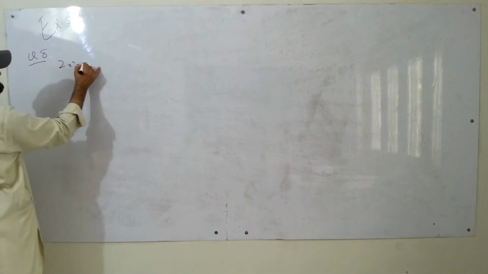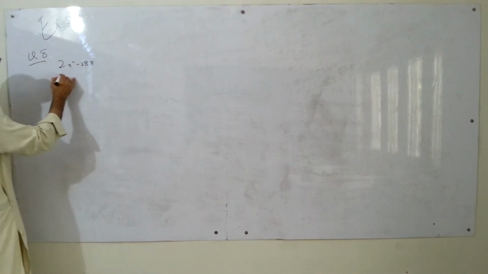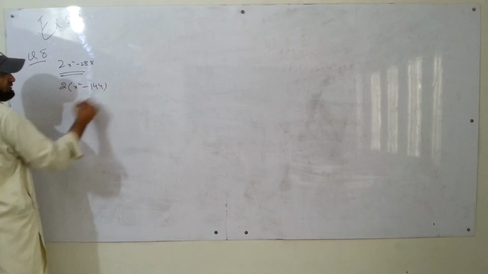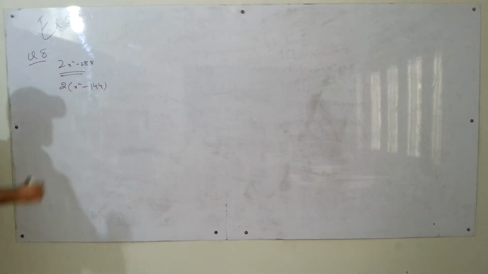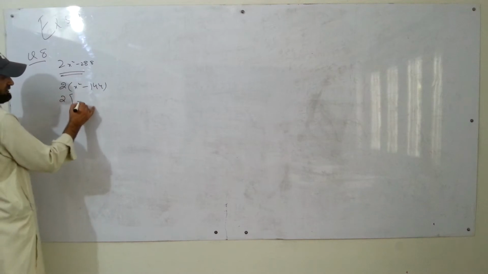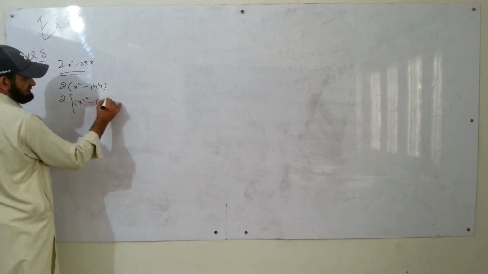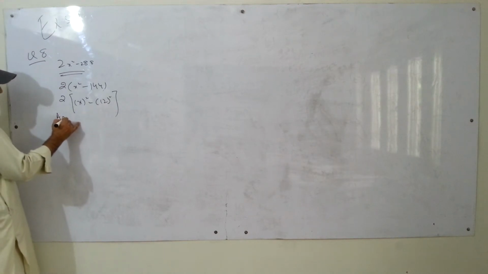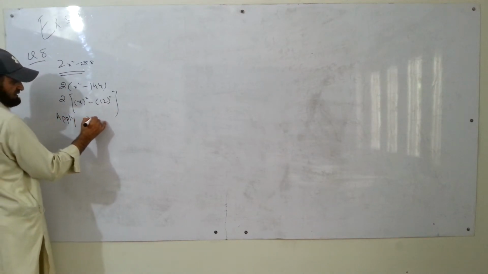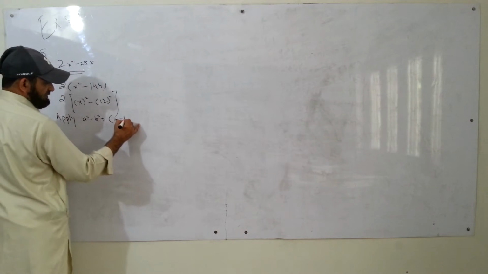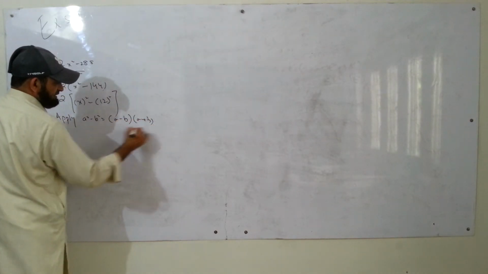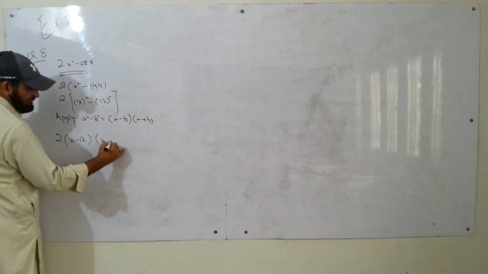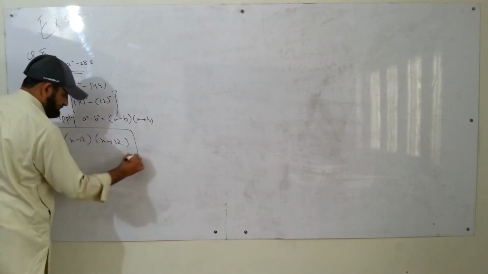2x square minus 288. Something is common. 2 is common. Now we can apply the formula. 2 times a square minus b square, where 144 is the square of 12. Apply a square minus b square equals a minus b, a plus b. Now 2 into x minus 12 into x plus 12 is your answer.